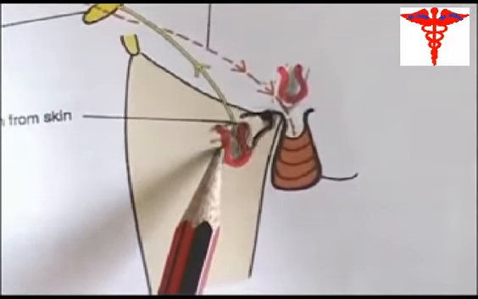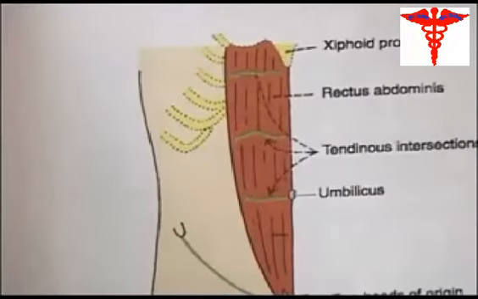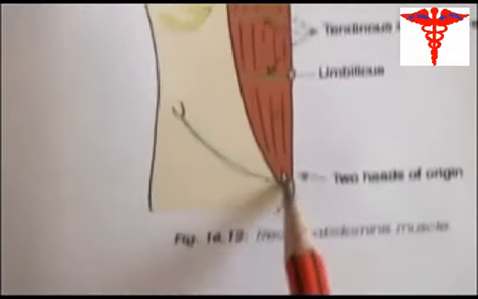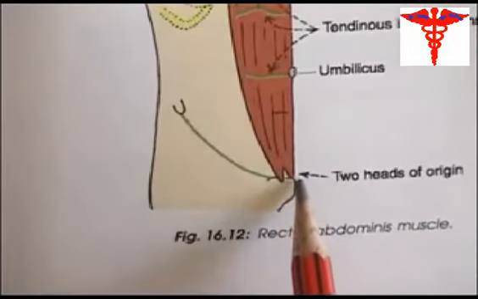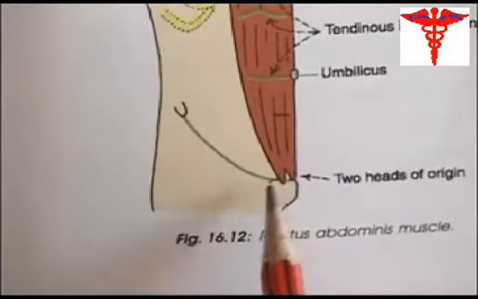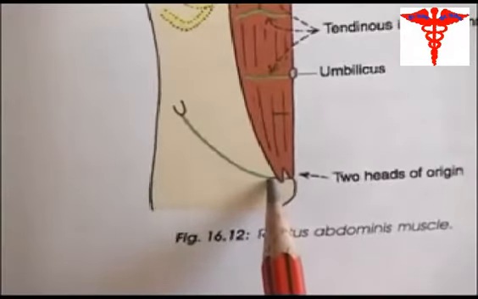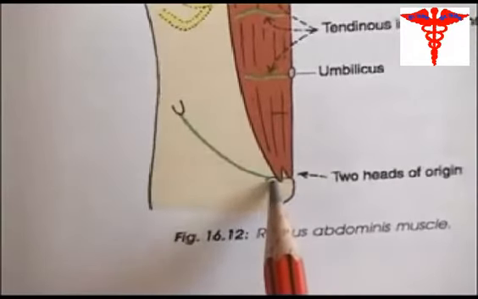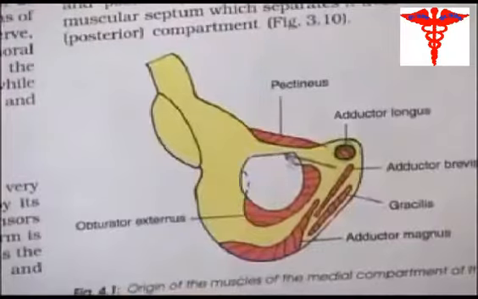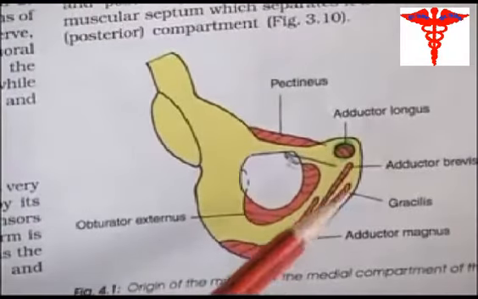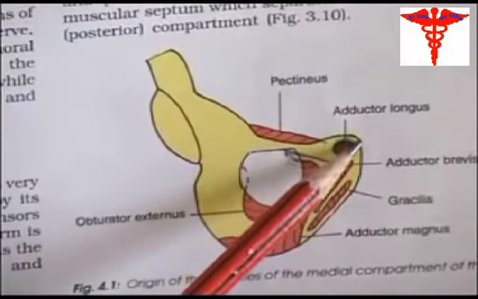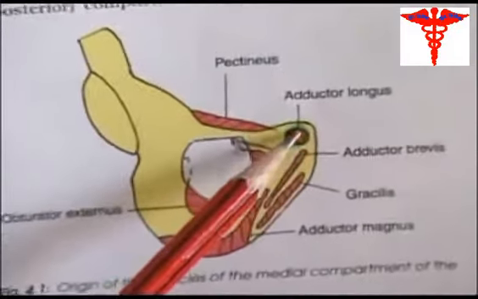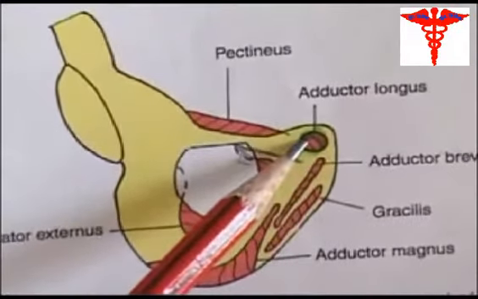From the pubic crest is the origin of rectus abdominis. The medial side is the origin of the medial head of rectus abdominis, and the lateral side is the origin of the lateral head of rectus abdominis. The anterior surface of the body: in the angle between the body and the ramus, there is the tendinous origin of the adductor longus.